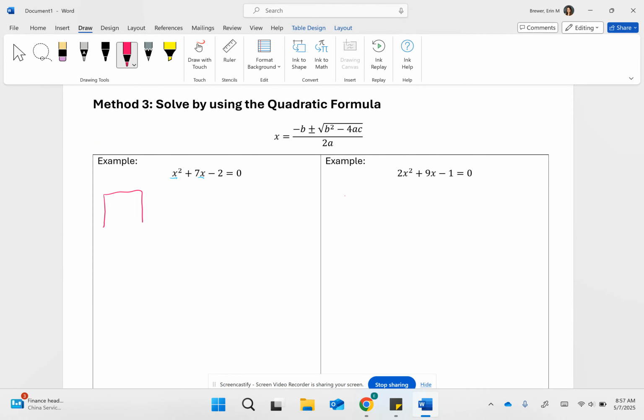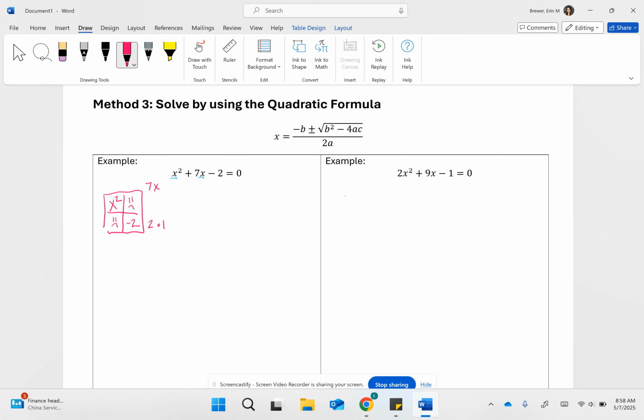So if I tried to factor this first one, I would be setting up my factor area model something like this, knowing that I need to find factors of 2, like 2 and 1, that are supposed to add and give me 7. And that is not possible to find nice factors in that way. There's no way I can put 2 and 1 together to multiply to -2 and add to +7. So I'm going to use this quadratic formula where I'm just plugging values in to A, B, and C in order to get my answer.